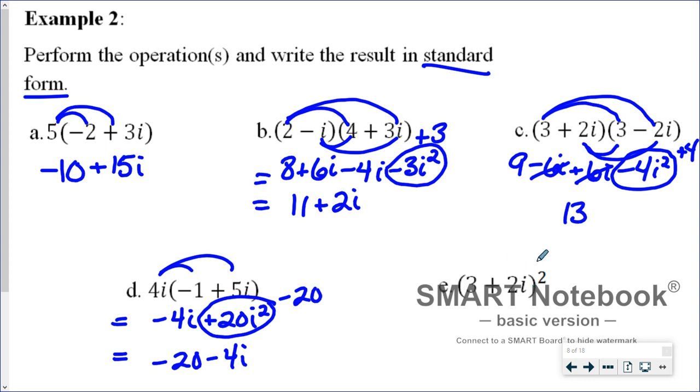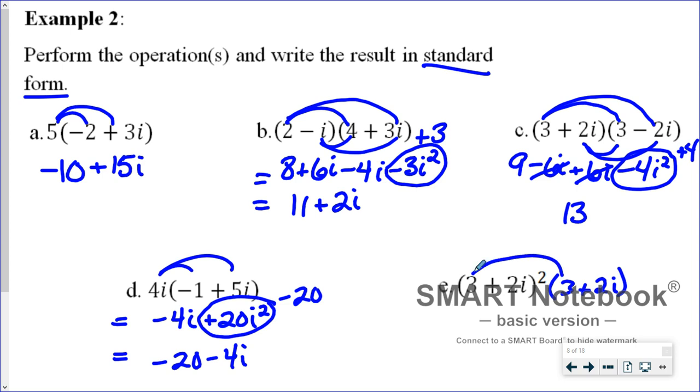All right, here, of course, when you square something, you're really just multiplying that thing by itself. Again, please don't think that you just square both pieces on the inside. That never works.